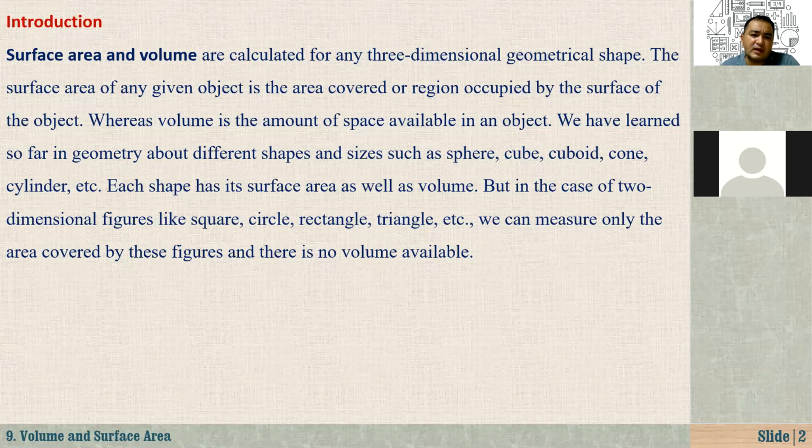The surface area of any given object is the area covered, or region occupied, by the surface of the object. For example, you can take your own body, our surface area, right? Or a sphere, for example a basketball, or a cuboid, or a water tank. These are all three-dimensional objects, right? If you want to paint your house, you may be interested in how much paint is needed to paint your house.